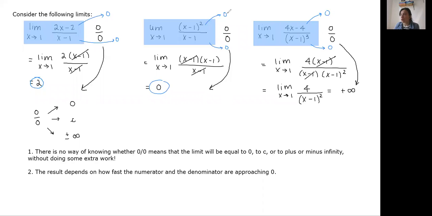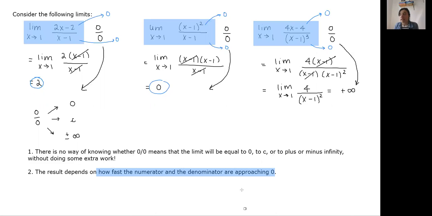Okay, so what this is telling me is that if I want to look at what the result is going to be, what I need to determine is how fast is the numerator going to 0, and how fast is the denominator going to 0. Okay. And then if I look at how fast each is going to 0, I will be able to determine the result that I'll end up with. Okay, so this is the big part. How fast the denominator and the numerator are approaching 0.